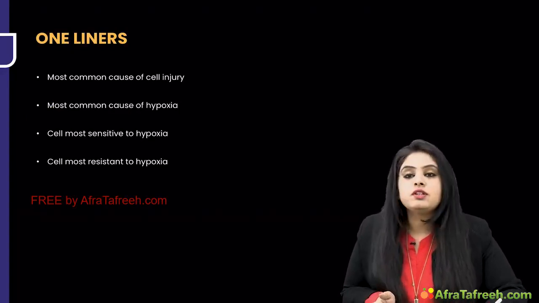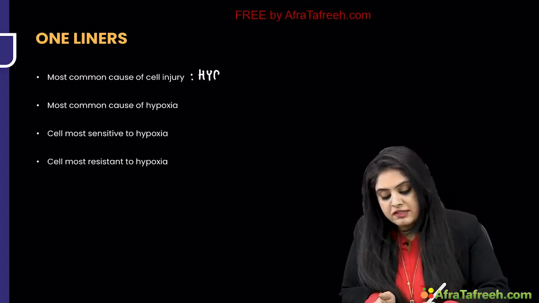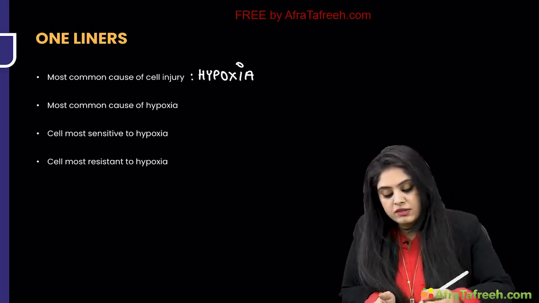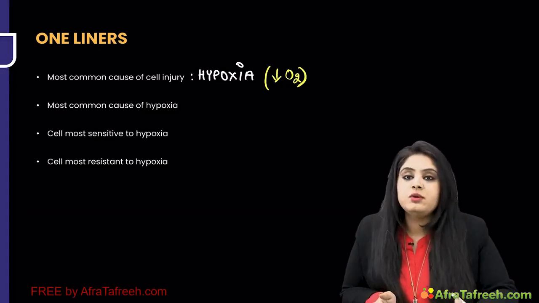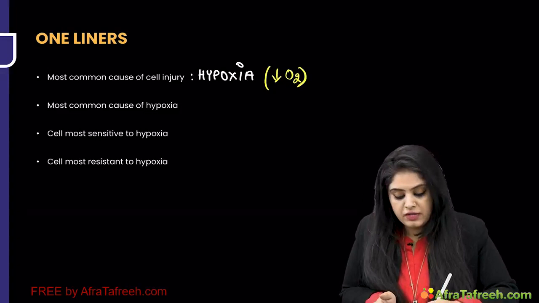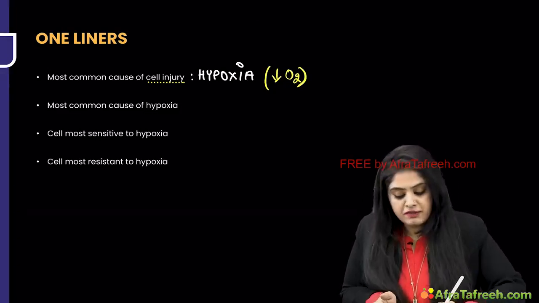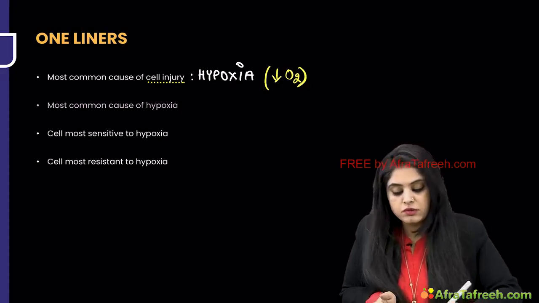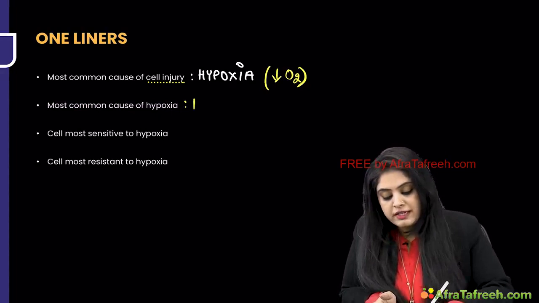So first question, what is the most common cause of cell injury? Why does injury happen? And the most common cause is going to be hypoxia. When we say hypoxia, what is the definition of hypoxia? Hypoxia is a decrease in the oxygen at the tissue level, right? So basically, whenever the oxygen level goes down in the body, the process of cell injury is going to begin. So why does hypoxia occur? If someone asks us what is the most common cause of hypoxia, so oxygen is going down because of ischemia.